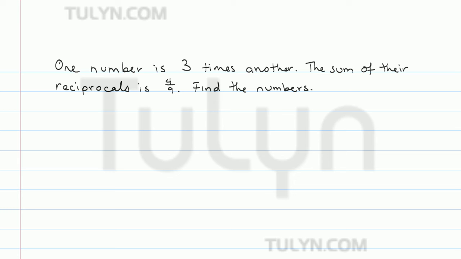One number is 3 times another. The sum of their reciprocals is 4/9. Find the number. So we have a word problem here, right? So the first thing we need to do is label our variables.